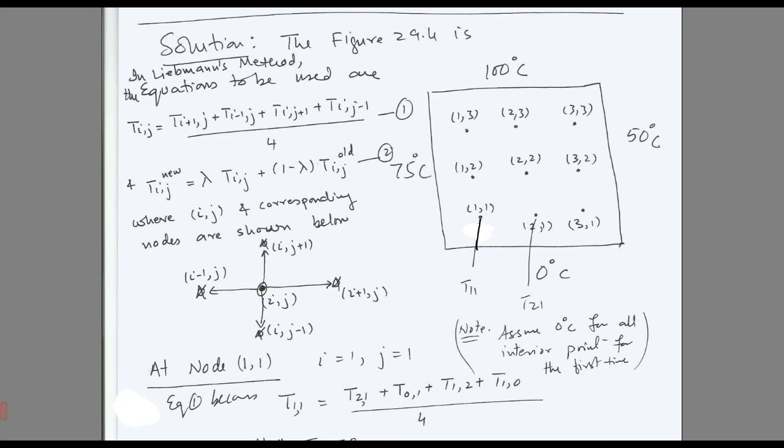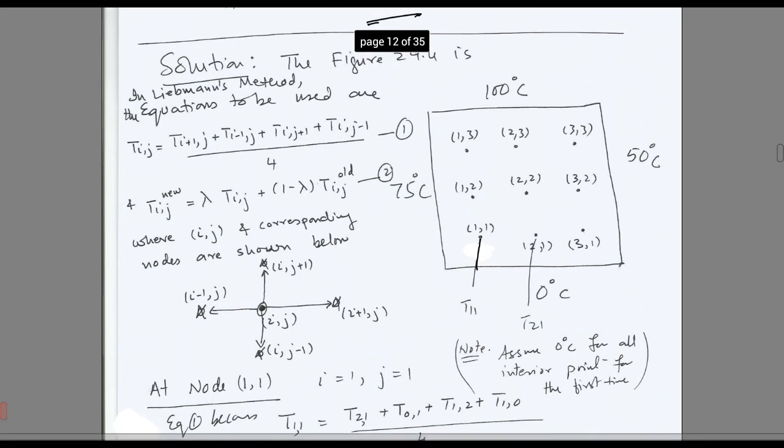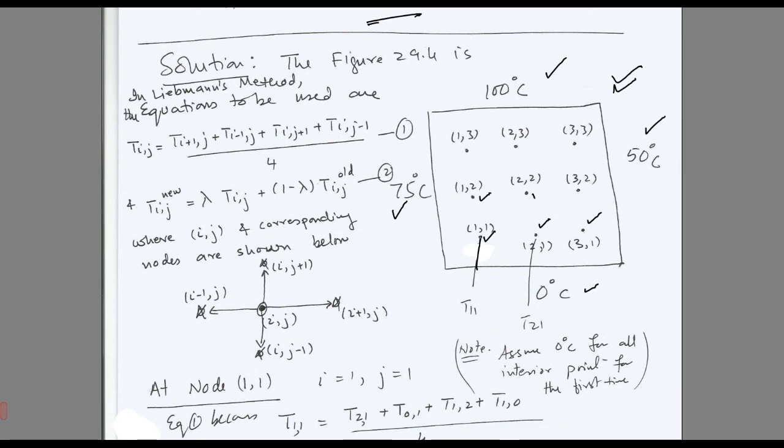Now the solution, a redraw of figure 29.4, is here. Here we can see the zero temperature on one side, and 50 degrees, 100 degrees, and 75 degrees on the other edges, and we have the interior points labeled T11, T21, T31, T12, T22, T32, T13, T23, T33.